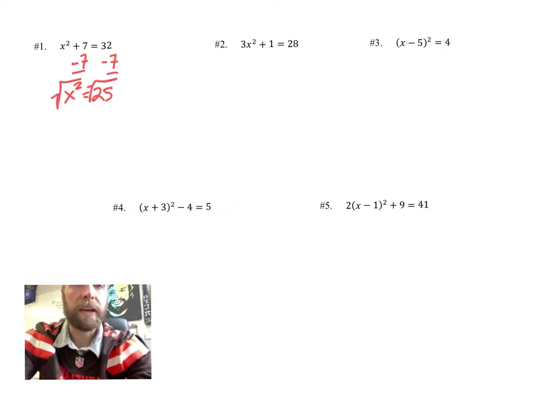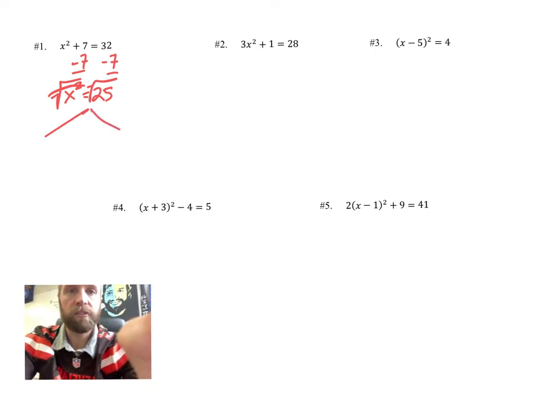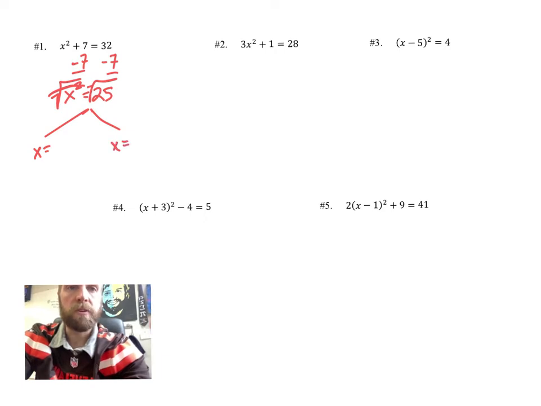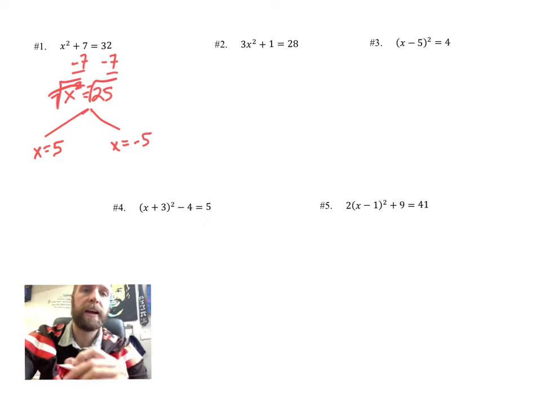What I like to do when we cancel out these two answers right there is I like to go ahead and break it into two equations so that I'm going to get my two x's. And the square root of 25 is going to be 5, but the second answer can also be a negative. So negative 5 is going to be our other answer.